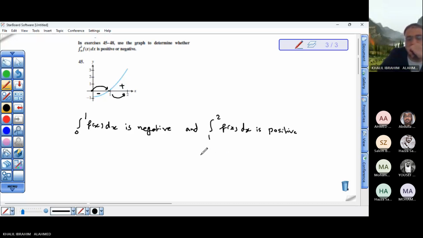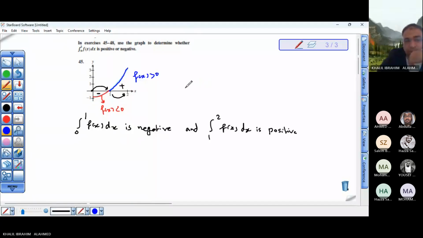Who can tell me why? Here it is negative, but there it is positive. What do you think? Under the x-axis, the function is negative, less than or equal to 0. But from here to here, the graph is above the x-axis, so the function is positive. Did you understand this?